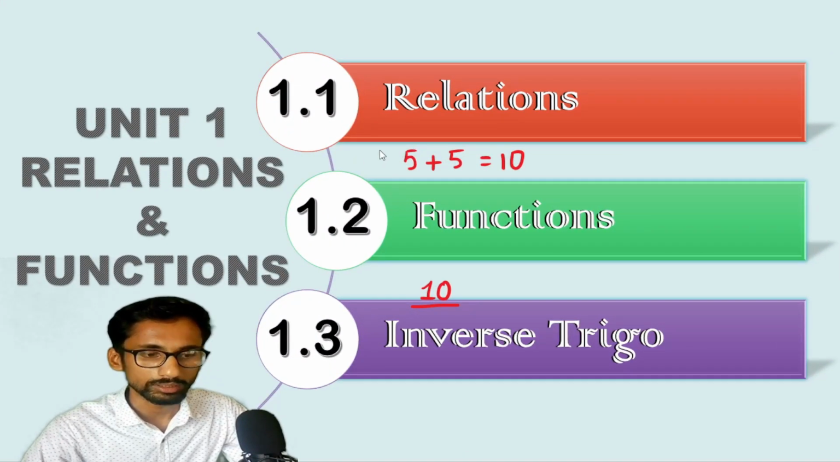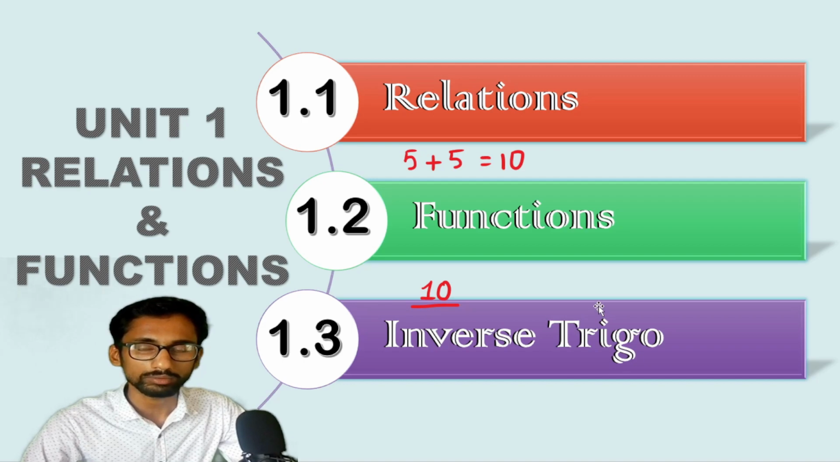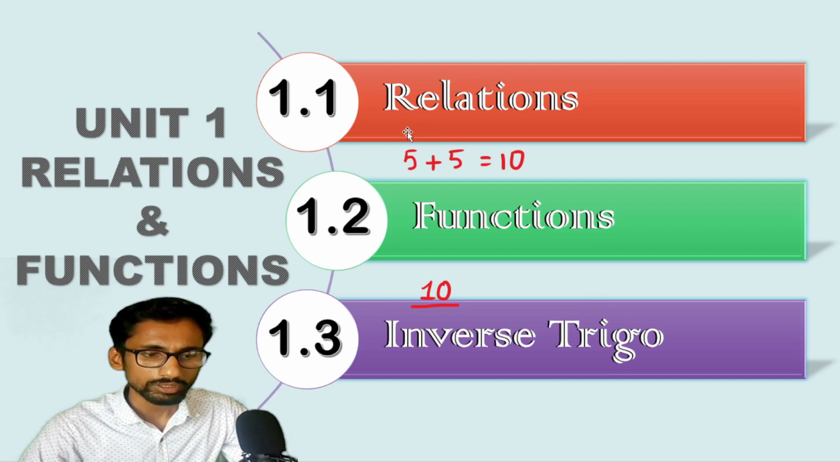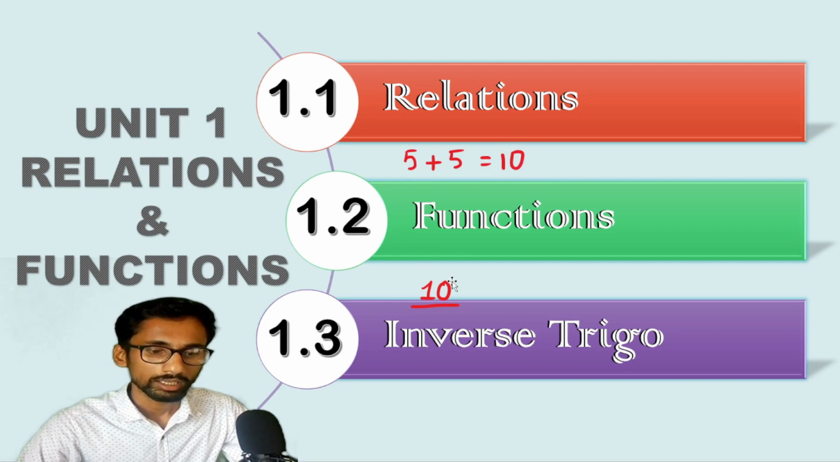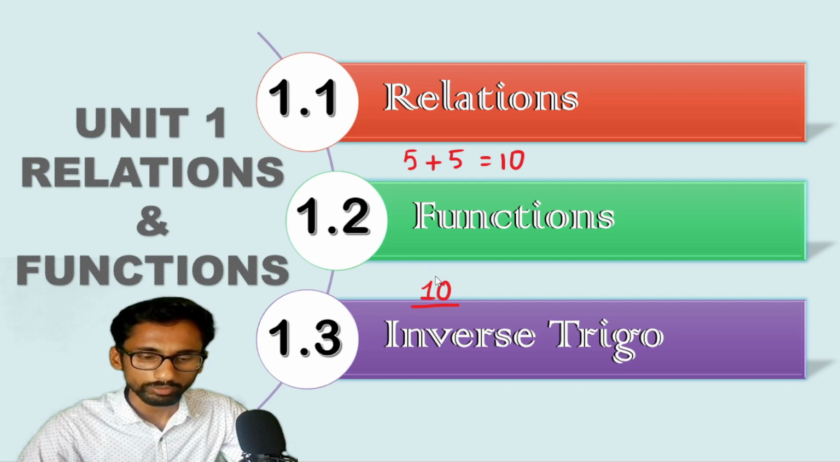We are going to divide this whole unit 1 into 3 subunits. First one is relations, second one is functions, and the third one is inverse trigonometric functions. Contribution of the first 2 subunits will be 5 plus 5, that is 10 in total, and the contribution of the third subunit, that is inverse trigonometric functions, is going to be 10 alone. So total 10 plus 10, 20.